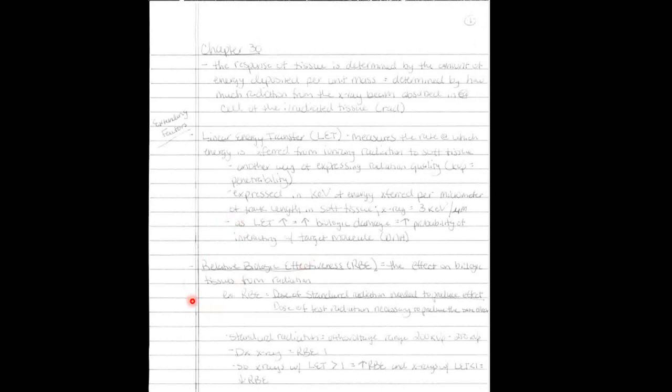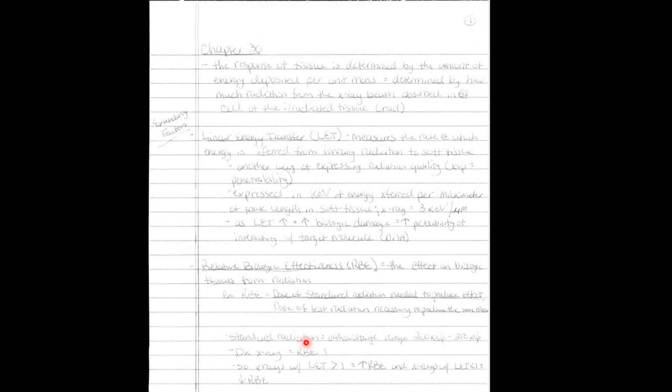Moving forward, we're going to talk about the relative biologic effectiveness, your RBE, which is the effect on biologic tissues from radiation. You are going to need to know the formula. RBE equals the dose of standard radiation needed to produce an effect divided by the dose of test radiation necessary to produce the same effect. This is in your book. Make sure you take a peek at it. That's the formula for RBE.